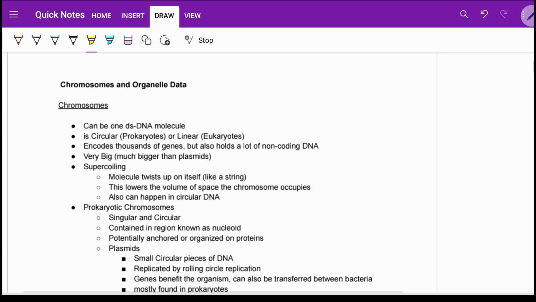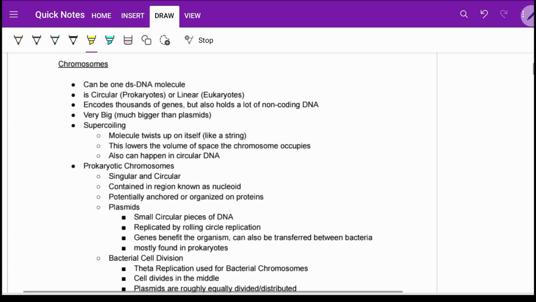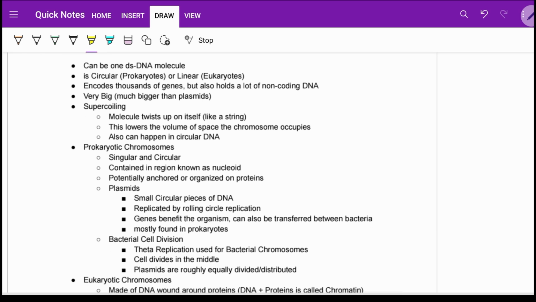So yes, chromosomes and organelle data. Chromosomes can be one double-stranded DNA molecule and is circular in prokaryotes or linear in eukaryotes. It encodes thousands of genes, but a large percentage is non-coding DNA. The majority of it is non-coding DNA, like regulatory DNA such as promoters, or telomeres, which are repeating sequences. I think we'll talk about that later if we haven't already. And they are very big.